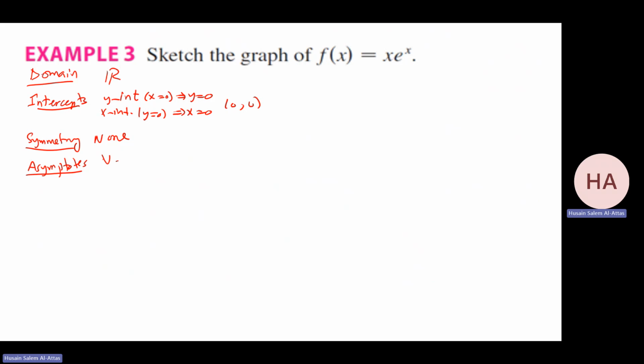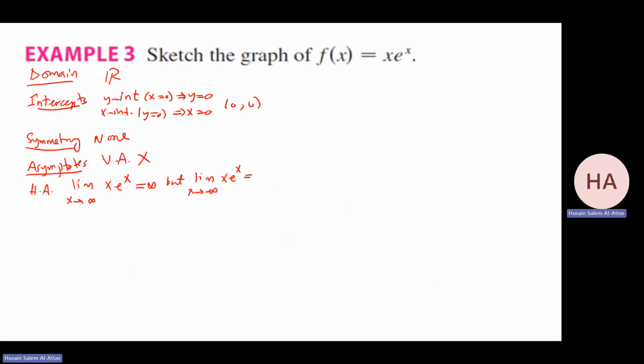Vertical asymptote: no vertical asymptote, very clear, since the function is defined everywhere. For horizontal asymptote, I need to check the limit as x goes to infinity of this function. So it will be infinity times infinity, which is infinity. But the limit as x goes to minus infinity of this function will be what? It will be minus infinity times 0.